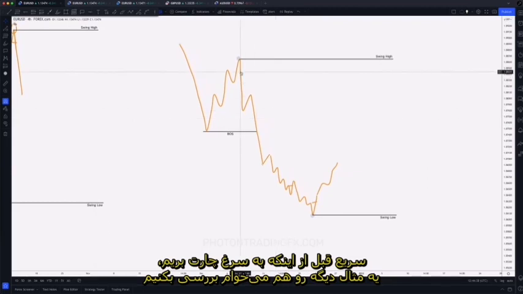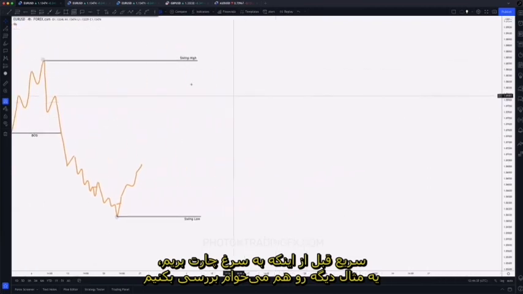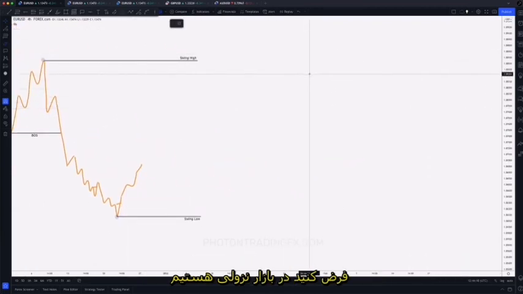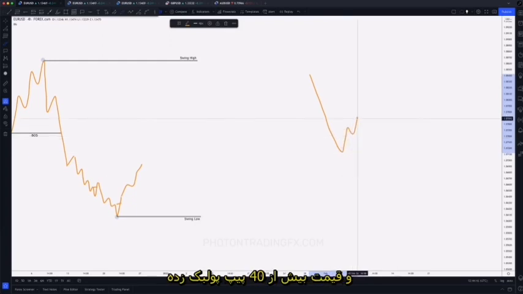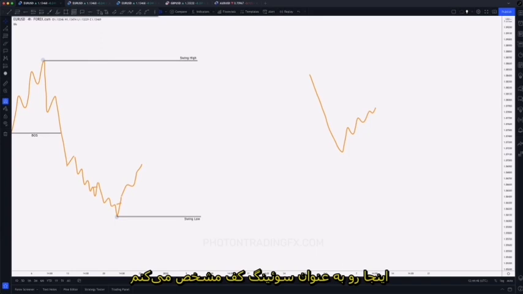And then quickly, I just want to do one last example before we hop on the chart. So again, let's say we're in a bearish market, right? Price pulls back and now pulls back more than 40 pips. Okay, boom. So what I will do is I will mark out this as my swing low, right?